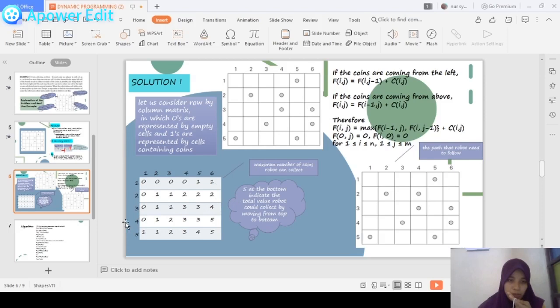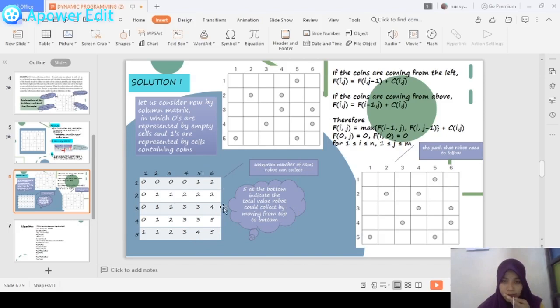So 0 compared with no cell here, it becomes 0. 0 compared with 1, it becomes 1. 1 compared with 1, it becomes 1. Plus the coin here, it becomes 2. 2 compared with 3, it becomes 3. 3 compared with 3, it also becomes 3. And 3 compared with 4, it becomes 4. Plus the coin here, it becomes 5. And 0 compared with no cell here, it becomes 0. Plus the coin here, it becomes 1. 1 compared with 1, it becomes 1. 1 compared with 2, it becomes 2. 2 compared with 3, it becomes 3. 3 compared with 3, it becomes 3. Plus the coin here, it becomes 4. 4 compared with 5, it becomes 5. Then we finish.